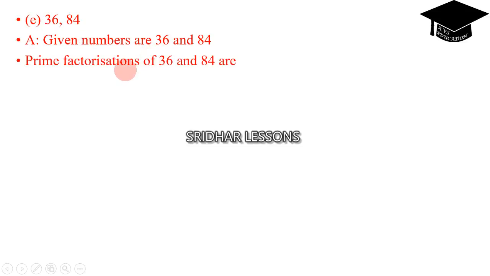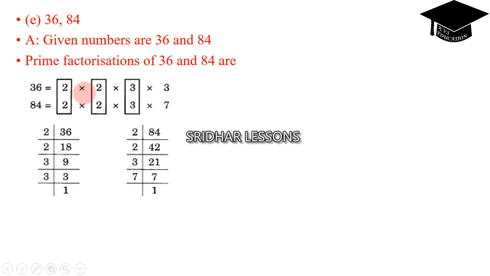And we will see for the numbers 36 and 84. Prime factorization is the method. For 36, 2 can be factorized 2 into 18, 2 into 9, 3 into 3 is 9. This is how. So the factors of 36 are 2 into 2 into 3 into 3.